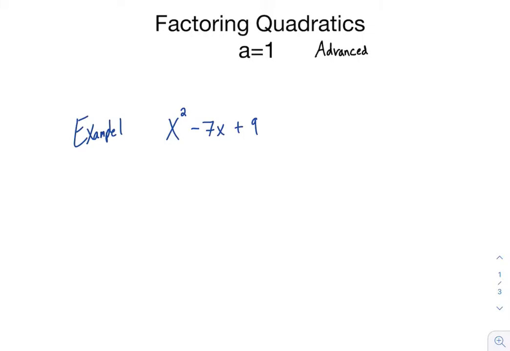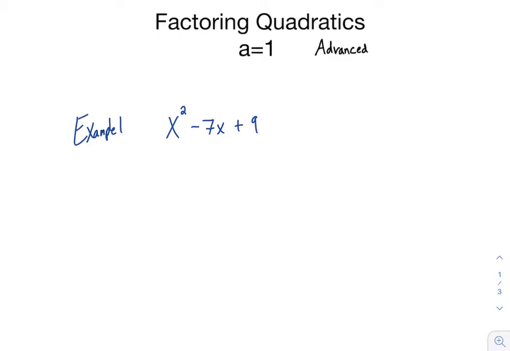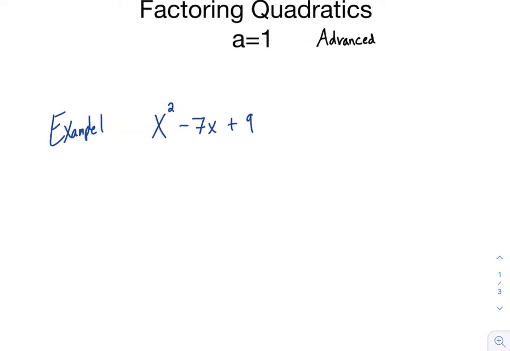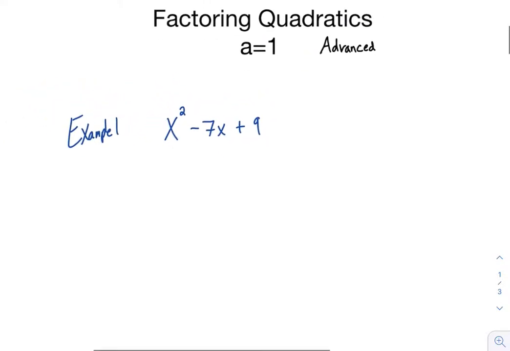Here we have the first example, x squared minus 7x plus 9. a equals 1, because there's a 1 in front that we don't see. All right, so let's go through this process. If you don't know what we're doing in the basics of factoring quadratics, make sure you go back and watch the introduction and basic video for a equals 1. If you're kind of lost on some of the things I'm doing, it'll explain those things more in depth. So make sure you go back to that.